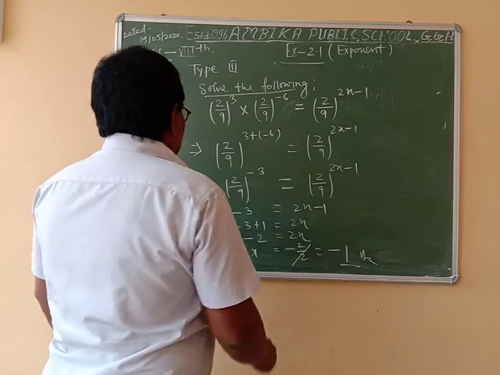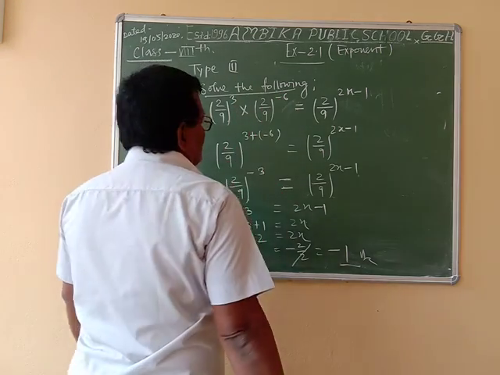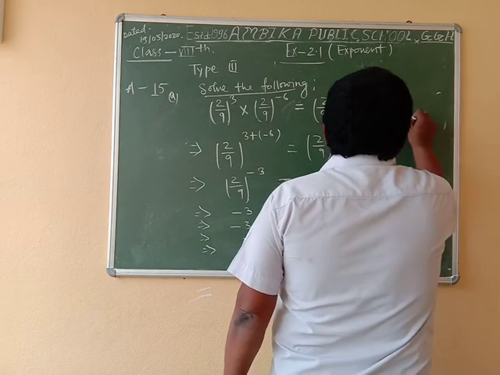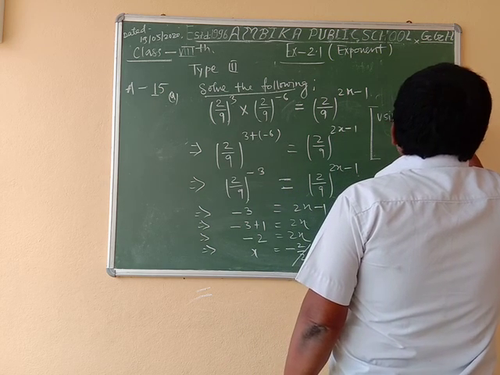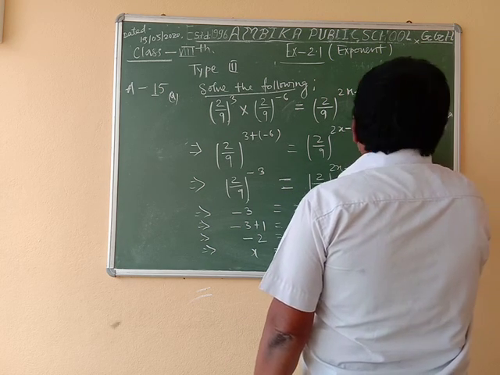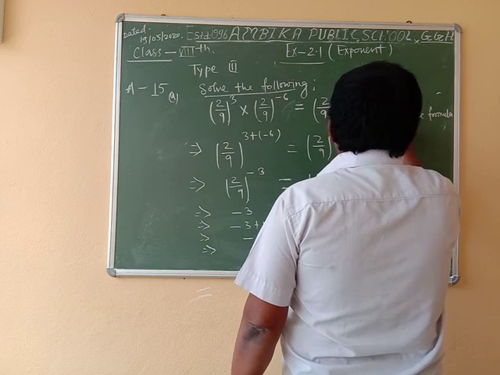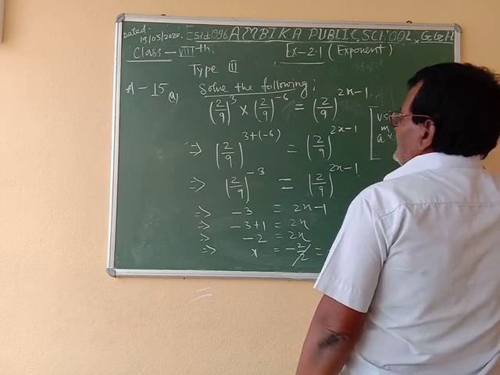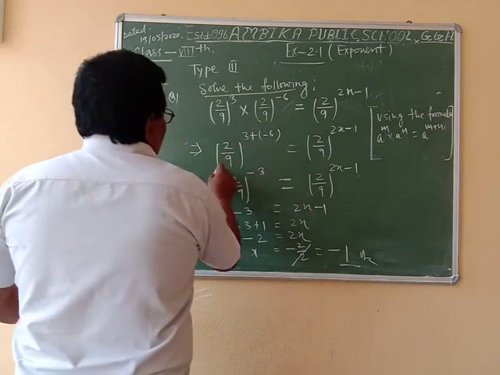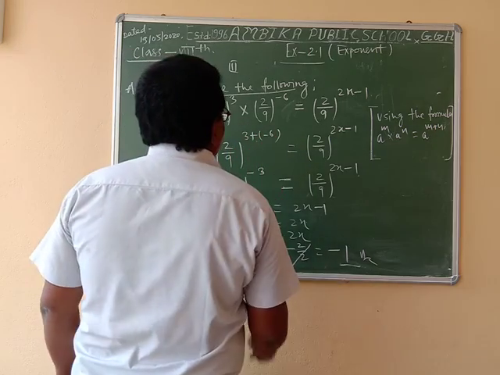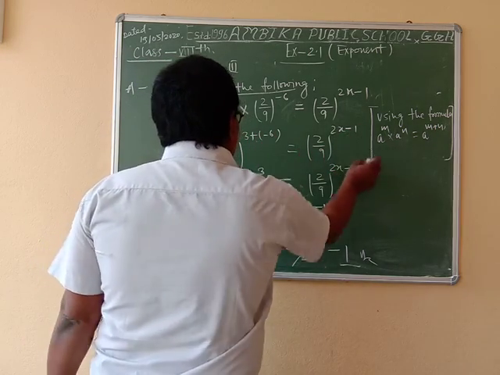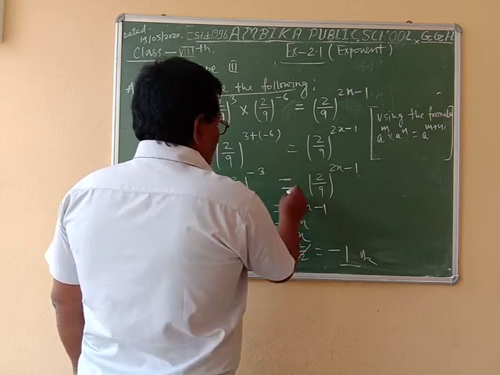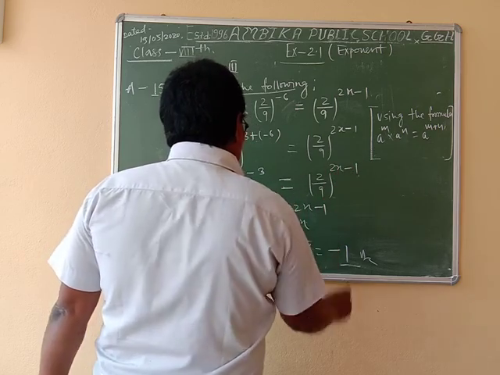2 by 9 to the power 3 minus 6, using the formula a to the power m into a to the power n is equal to a to the power m plus n. So 2 by 9 to the power 3 plus minus 6 is equal to 2 by 9 to the power 2x minus 1, is equal to 2 by 9 to the power adding, minus 3 is equal to 2 by 9 whole to the power 2x minus 1.